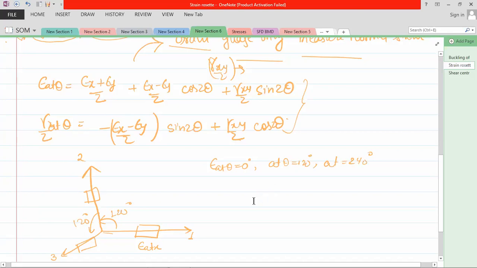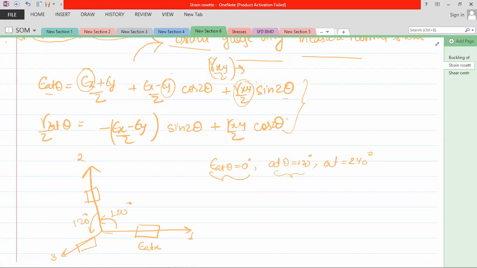Now you can ask, sir, why 3, why not 4, why not 6, why not 8? You can see you have three variables: epsilon x, epsilon y, and gamma xy. You know theta, you have three unknowns. So to solve three unknowns, you need to have three equations. That's why three strain gauges are present. That will give us three equations, and those will be solved to get epsilon x, epsilon y, and gamma xy. Now, why do we need to find epsilon x, epsilon y, and gamma xy?